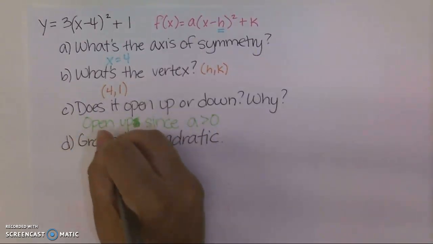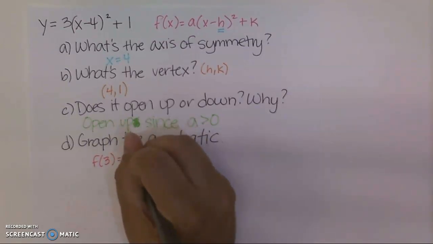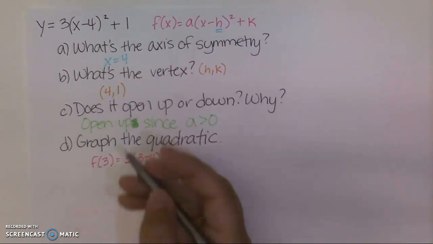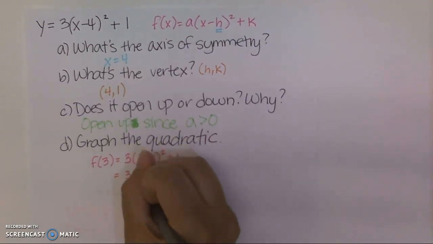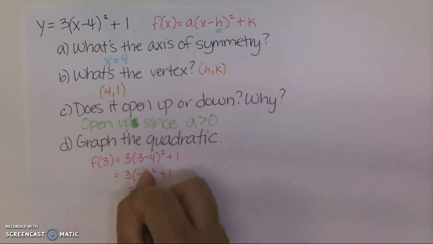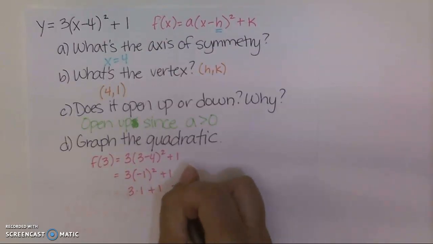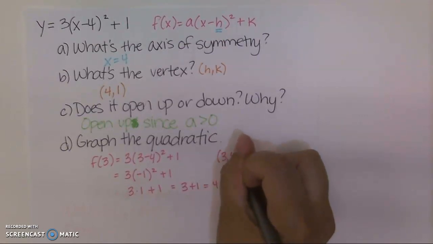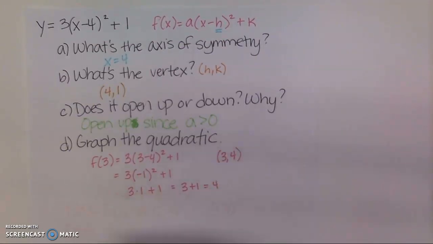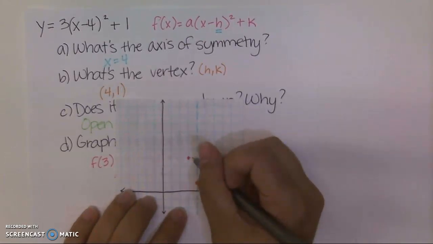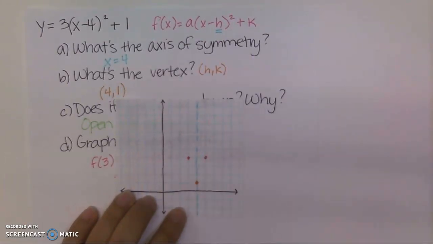So f of 3 equals 3 times 3 minus 4 squared plus 1. Okay? So 3 times -1 squared plus 1. -1 squared is 1, so 3 times 1, which is 3, plus 1, which is 4. So an ordered pair that I'm going to plot next is 3, 4. 3, 1, 2, 3, 4. And then I'm going to make sure that I reflect that over on the other side.